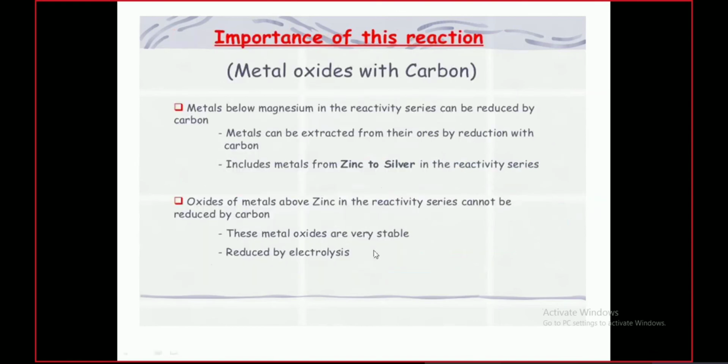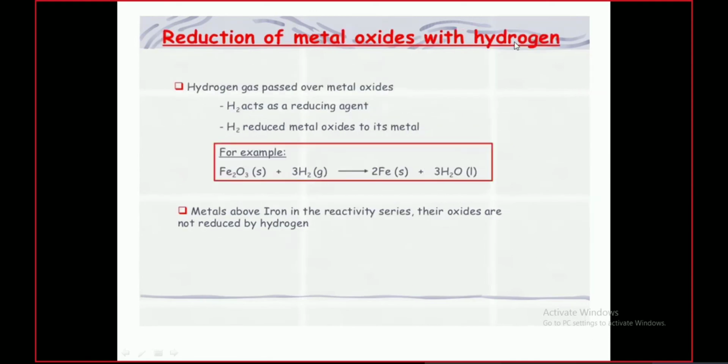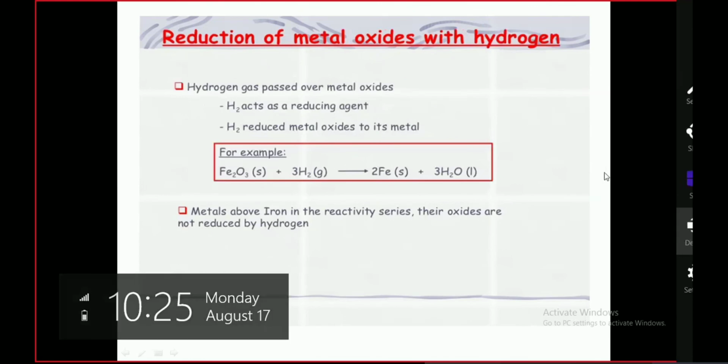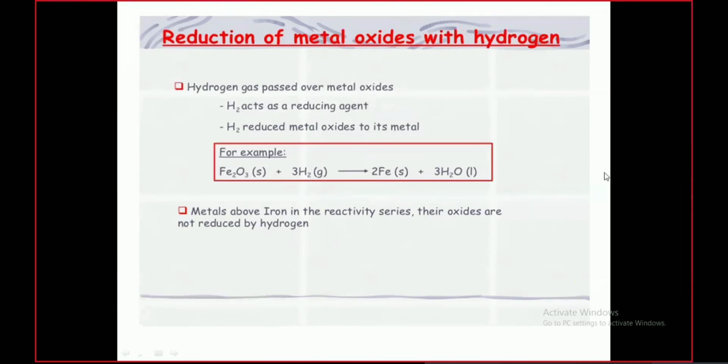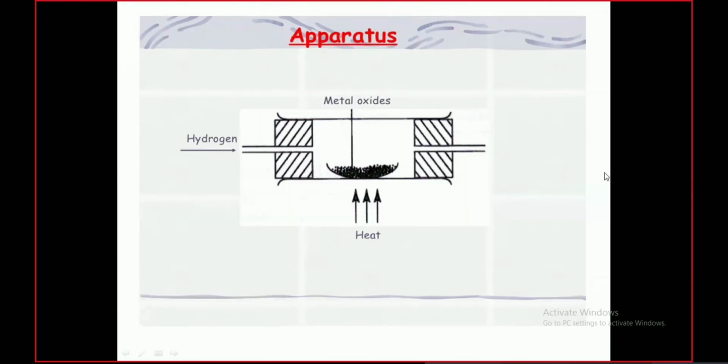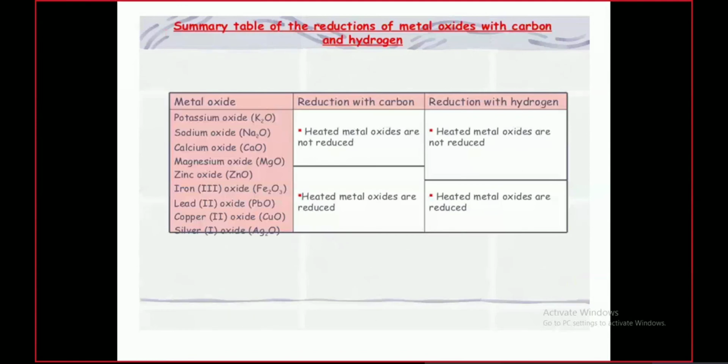These metal oxides are very stable. By looking at the reaction, we can predict which metal can be reduced by carbon or hydrogen, and which can be reduced by electrolysis. And we can also predict the stability of their compounds. This was another reaction, reduction with hydrogen, we saw the apparatus, and then the summary we discussed. If you have any questions, you can ask me.